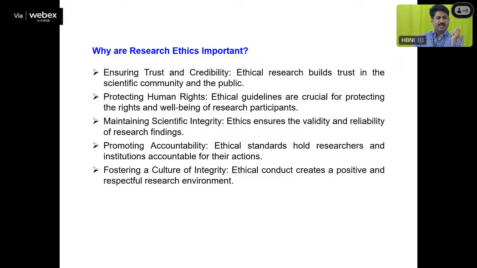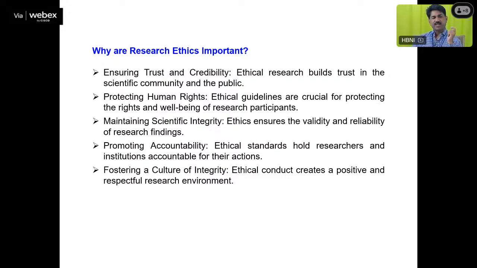So that's why research ethics are important for maintaining scientific integrity, and also promoting accountability. Ethical standards hold researchers and institutions accountable for their actions. जैसे कि हम लोग जब रिसर्च करते हैं तो बहुत सारा हम लोग जो रिसर्च इंस्टीट्यूट्स में काम करते हैं, सो दोज आर मोस्टली पब्लिक फंडेड होता है, और नहीं तो हमको सैलरी भी मिलती है उसके लिए.